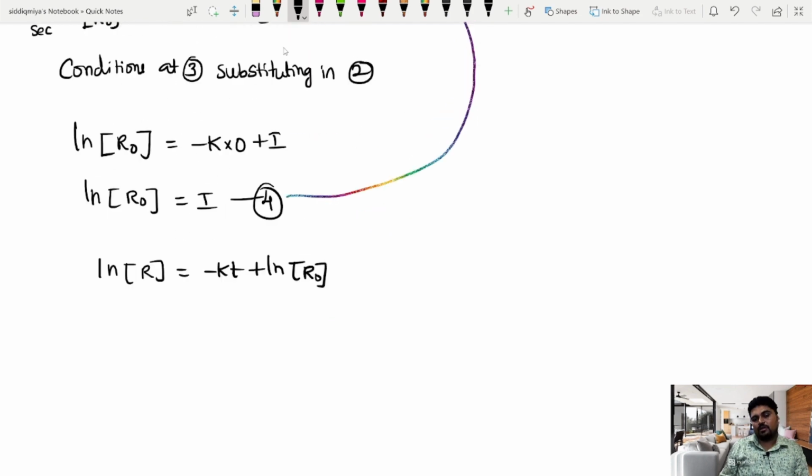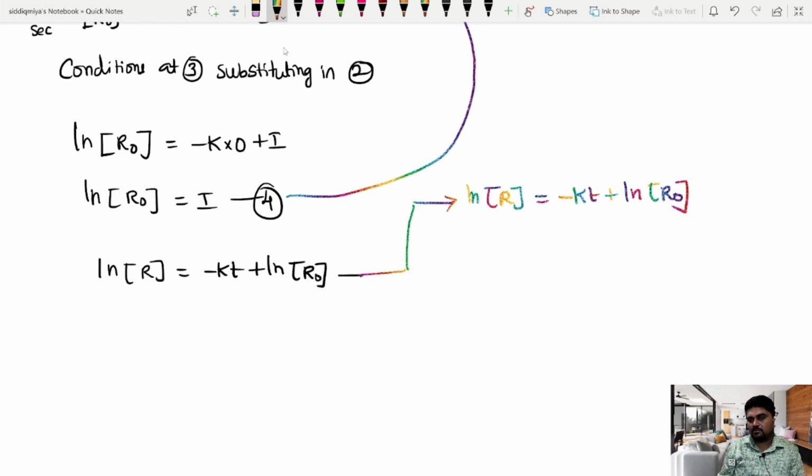So yes, from this equation we can take a graph now. Here we are having ln R is equal to minus kt plus ln R naught. So which graph can we plot now? Y is equal to mx plus c.